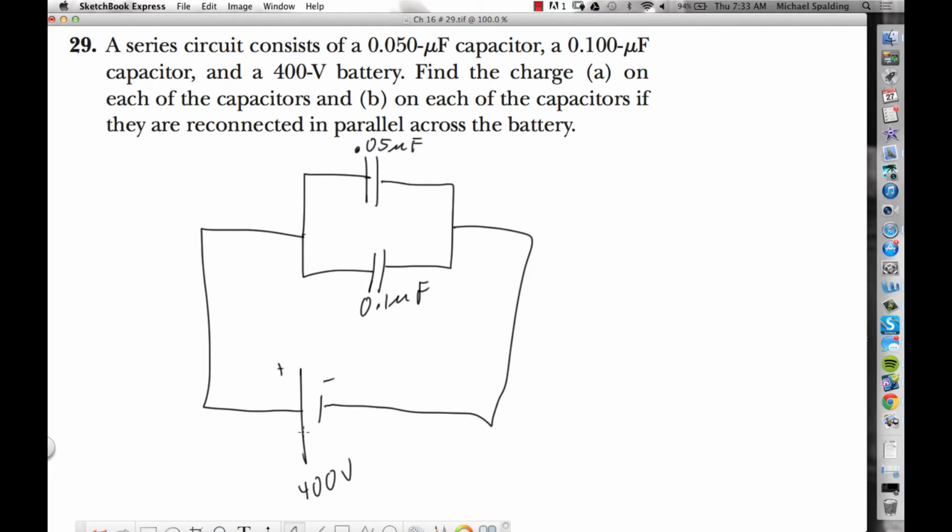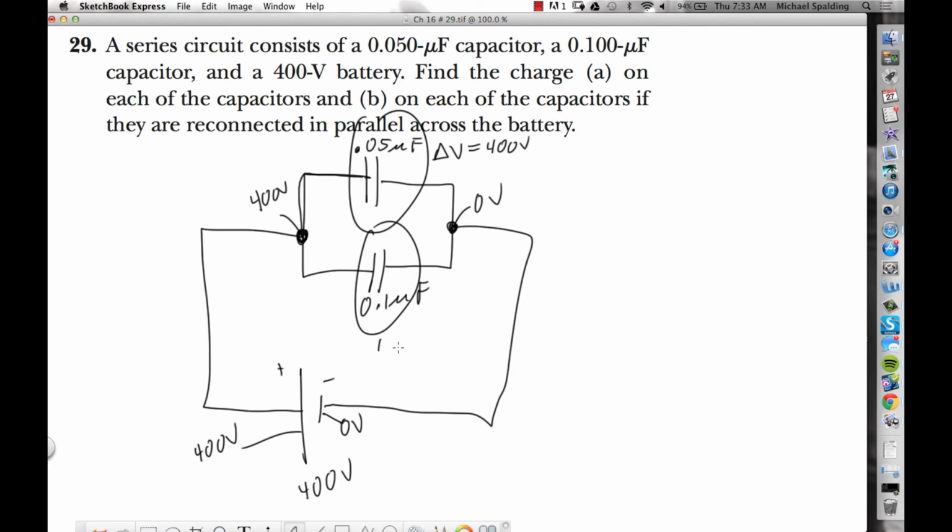The voltage is the same. And don't just memorize it, you should understand why. 400 volt battery means 400 and 0, so how many volts would we have right there? 400. How many volts over here? 0. So when you go across the top capacitor, what's the delta V for the top capacitor? 400. What's the delta V for the bottom capacitor? 400, because either path you take, you're going from 400 to 0, right?